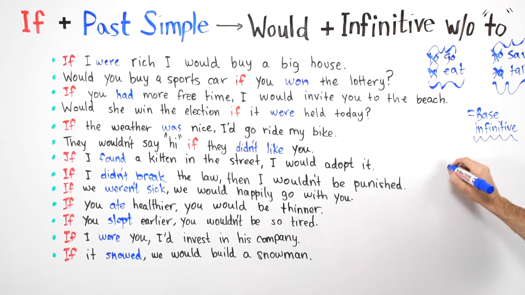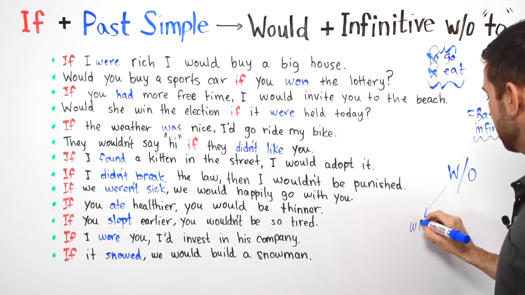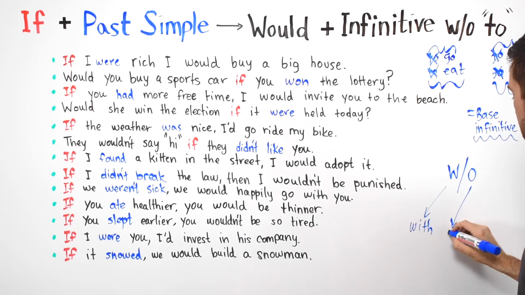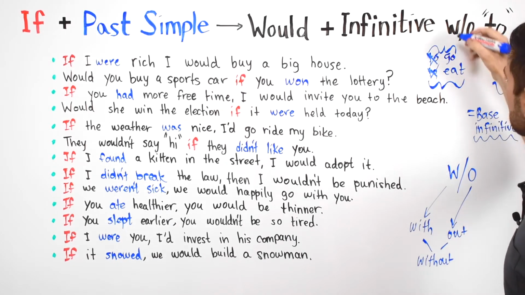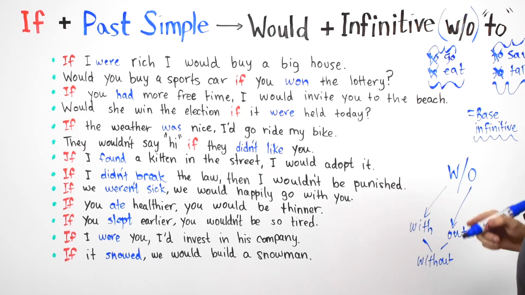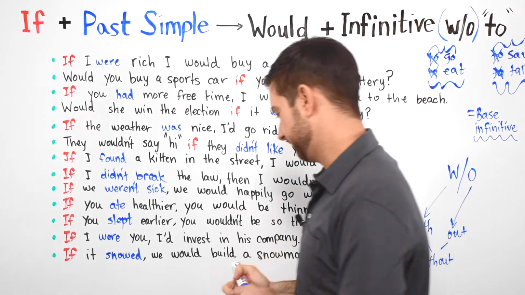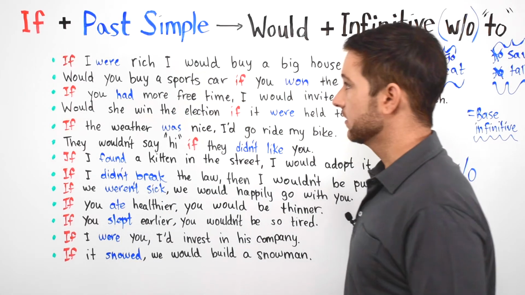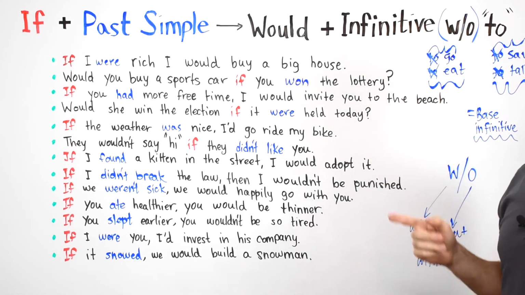W/O. See how we do that in English? This right here means with, and this right here means out. So when you put them together, it becomes without. And sometimes English speakers write W/O with a slash right here. See how we have that slash? We do that to write the word without when we want to make it short. So again guys, let's look. If plus the past simple, and then you have the word would, and then you have the infinitive without to.